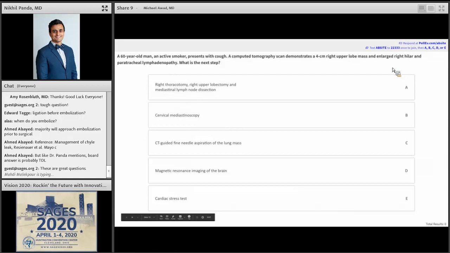Great. Next question. A 60-year-old man, an active smoker, presents with a cough. A CT scan demonstrates a 4-centimeter right upper lobe mass and enlarged right hilar and paratracheal lymphadenopathy. What is the next step? A, right thoracotomy, right upper lobectomy, and mediastinal lymph node dissection. B, a cervical mediastinoscopy. C, a CT-guided fine needle aspiration of the lung mass. D, an MRI of the brain. Or E, a cardiac stress test.